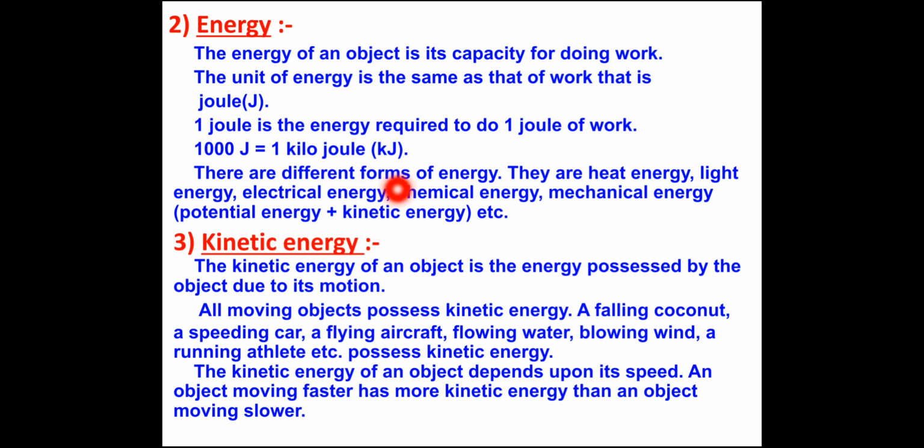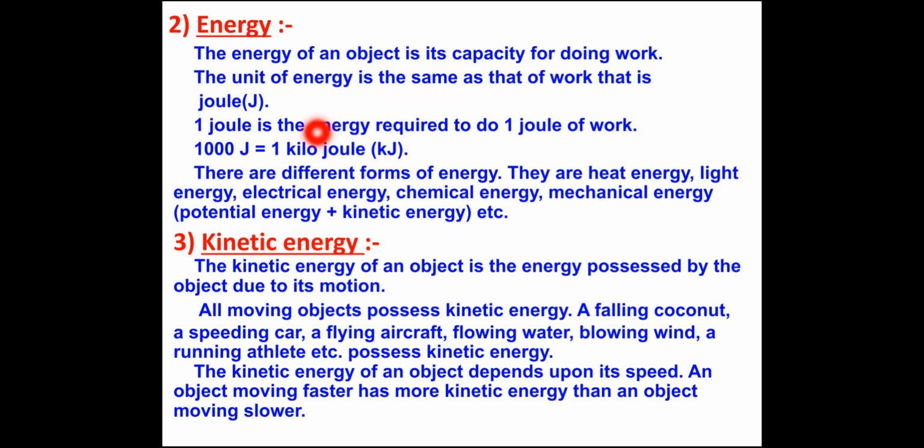There are different forms of energy. They are heat energy, light energy, electrical energy, chemical energy, mechanical energy, potential energy plus kinetic energy. Mechanical energy is nothing but the sum of potential energy and kinetic energy. So here the energy of an object means what? It is the capacity of doing work. How much capacity that object has for doing work, that is nothing but its energy.